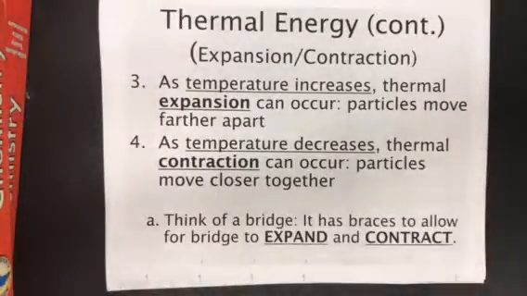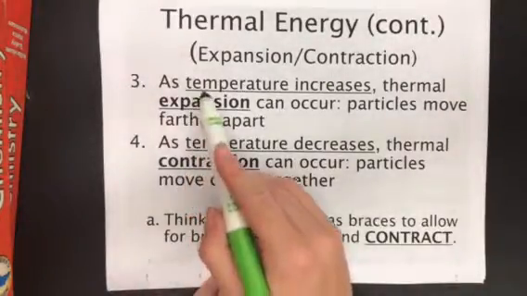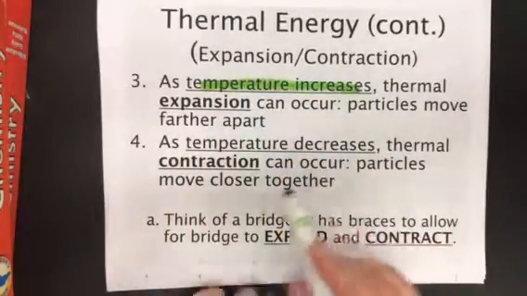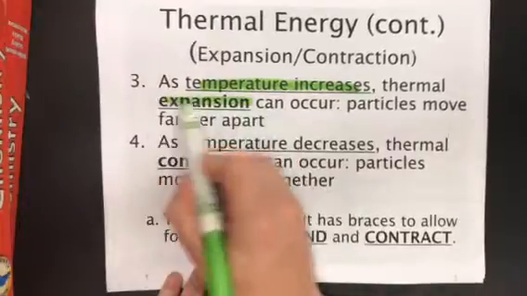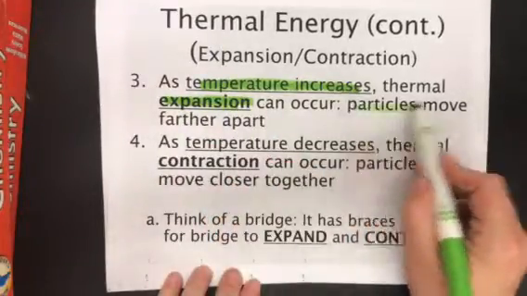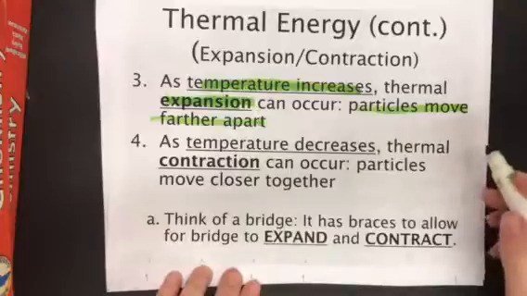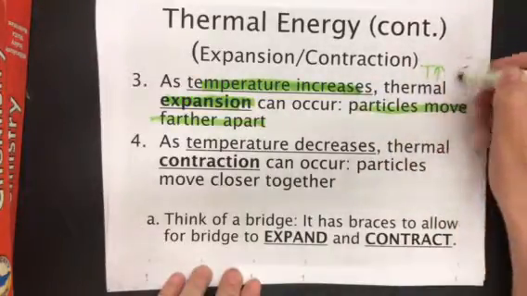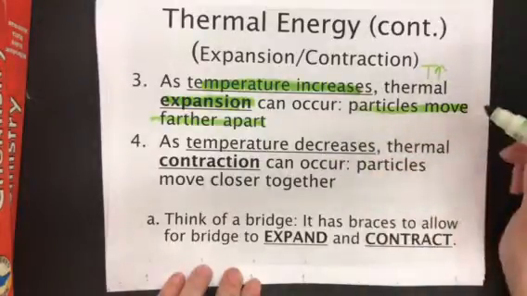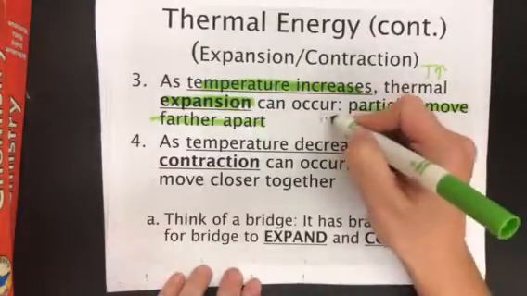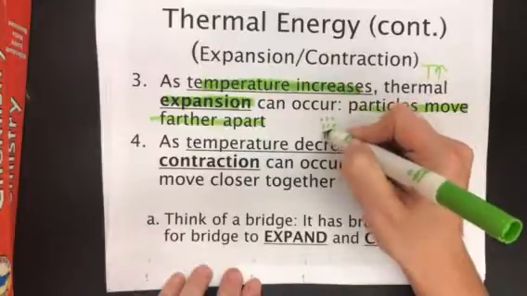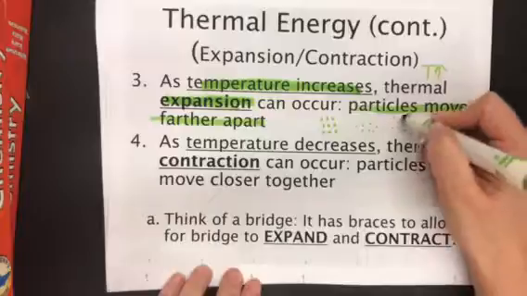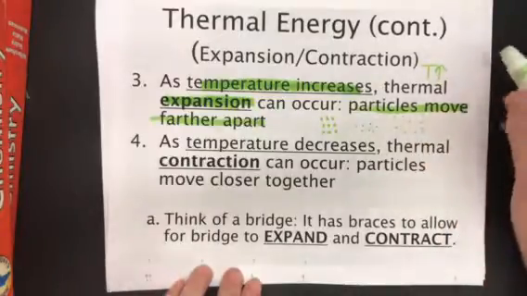Okay, continuing on with that, as temperature increases, thermal expansion occurs. This means the particles move farther apart from each other. Okay, so as temperature increases, the particles move further away from each other. So you should see that when we talk about solids. Solids are very compact and orderly. Liquids start to get a little bit more spread out, and then gases can go wherever they want.